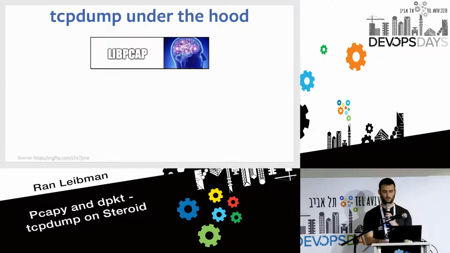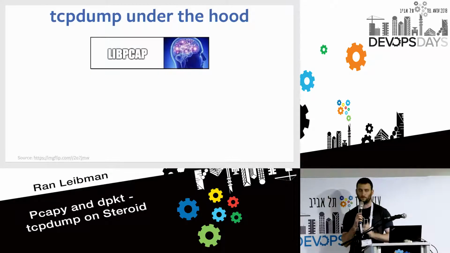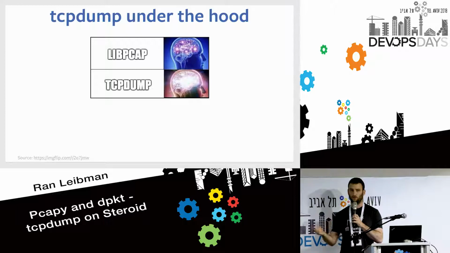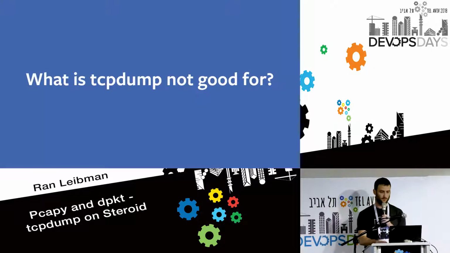Tcpdump actually uses libpcap, which is a C library that reads the packets from the kernel without interrupting user traffic. Tcpdump is using that, and Wireshark is using that in order to do what it does today.